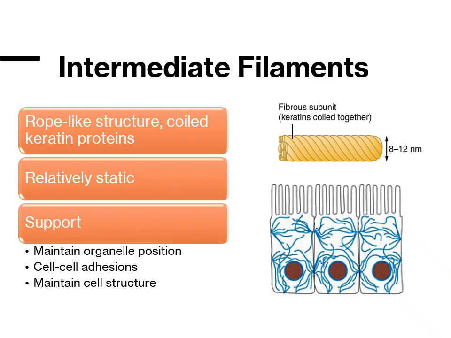As the name suggests, intermediate filaments are in the middle when it comes to size, typically in the range of 8 to 12 nanometers in diameter. Rather than the tube structure found in microtubules, intermediate filaments are more rope-like and remain relatively static within the cell in contrast to the other two types, which change more frequently. Intermediate filaments predominantly serve a structural support function within the cell, helping to maintain the position of organelles and forming adhesions to attach the cell to its neighbors.